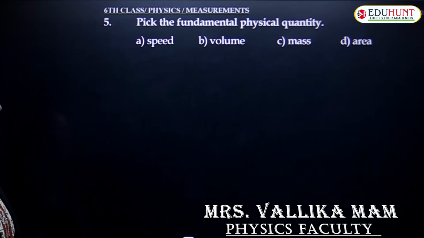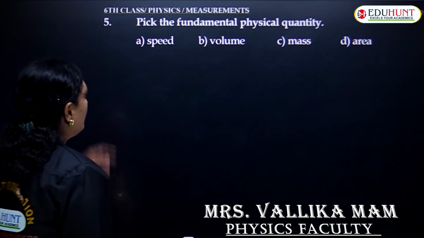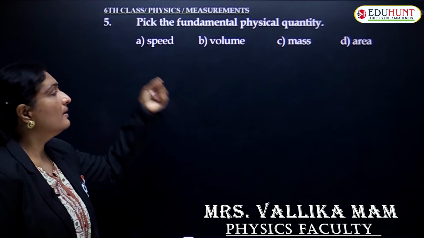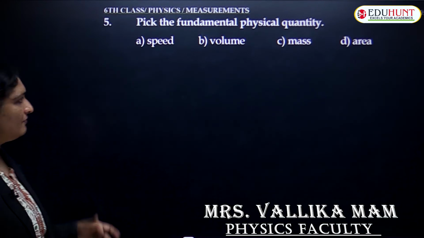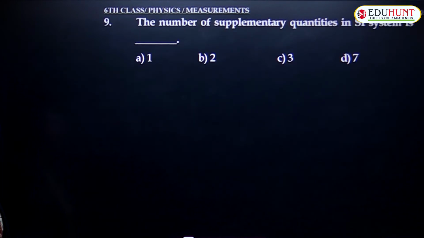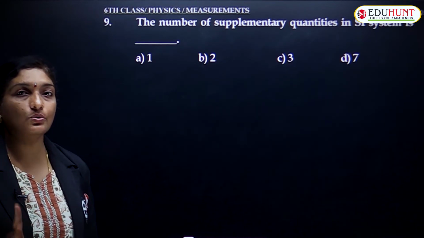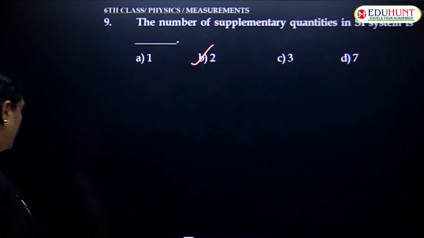Next question, pick the fundamental physical quantity. Among the four, speed is a derived quantity. Speed equals distance by time. Distance is a measure of length, time is a measure of time. Next, the number of supplementary quantities in SI system is, there are 2 supplementary quantities. Okay, they are option number B.